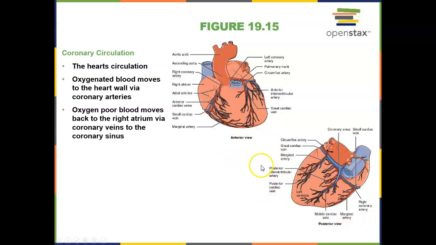Blood then comes back through cardiac veins. So we have multiple cardiac veins that all drain into a coronary sinus, and there is a small hole in the right atrium where the coronary sinus drains its blood back into the right atrium.